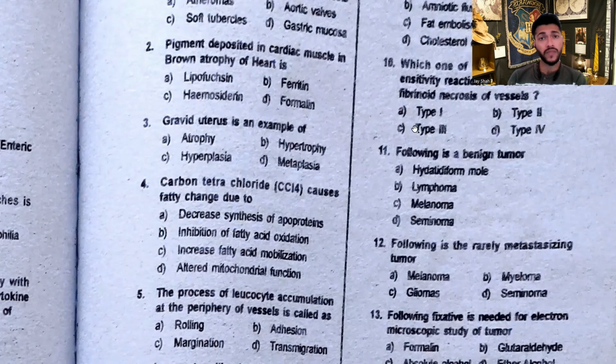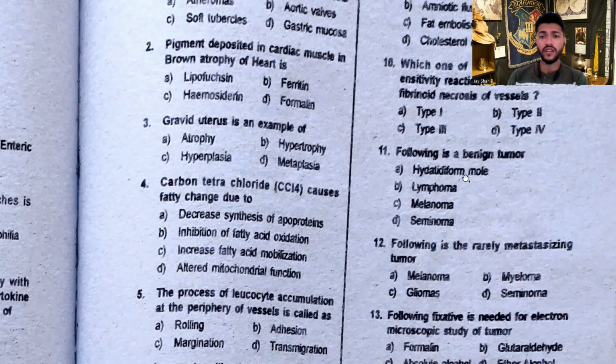The answer is type 3. Why type 3? Because type 1 is IgE mediated. Type 2 is antibody reaction. Type 3 is antigen antibody complex deposition. So fibrinoid necrosis and polyarteritis nodosa are generally examples of type 3. There is deposition of immune complexes. And type 4 is delayed, generally seen in tuberculosis.